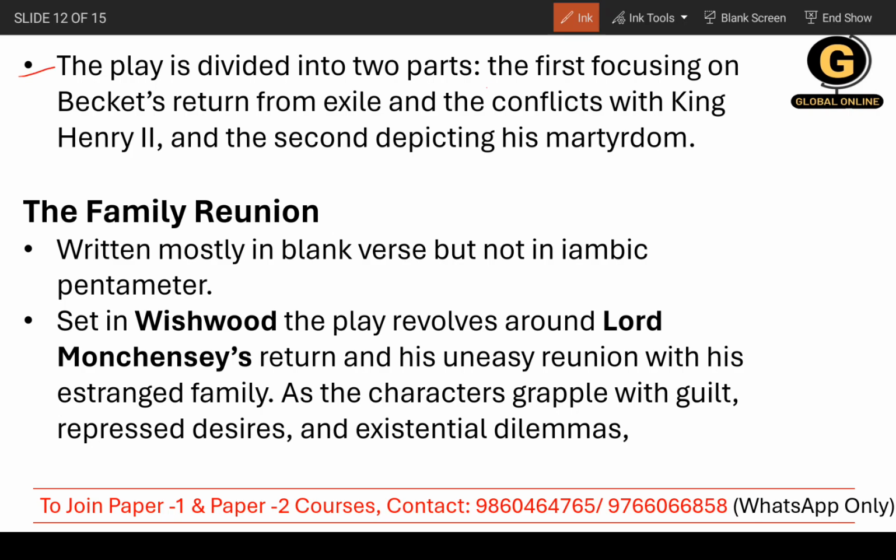The first part basically focuses on Becket's return from exile, like he was exiled. So in the first part you are going to see that Becket is coming back, and the second part depicts his martyrdom. The first part also concludes the conflicts with King Henry II. So you are going to see 2 things in the first part: that Becket is coming back and also faces conflicts with King Henry II, and the second depicts his martyrdom.